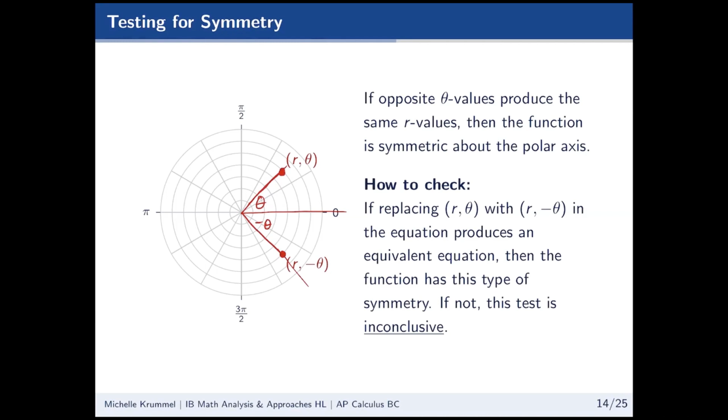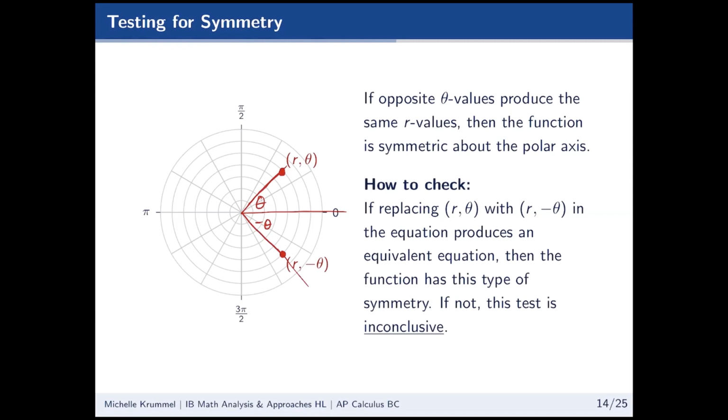So if opposite theta values produce the same r values in your polar equation, then your function is symmetric about the polar axis. Well, how would we check that? All we have to do is replace the theta or thetas in our equation with negative theta and make sure you put parentheses around the negative theta. If you do that and simplify the equation and you get the same equation you started with, then that polar equation has this type of symmetry, symmetry about the polar axis.